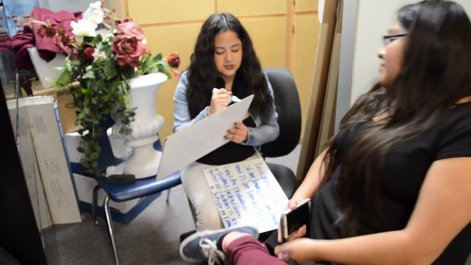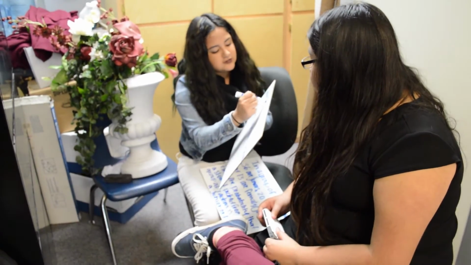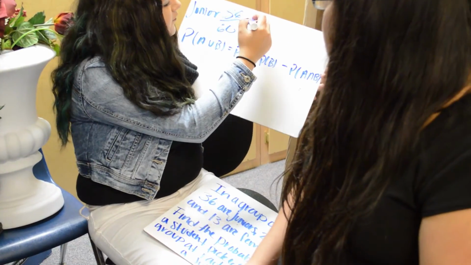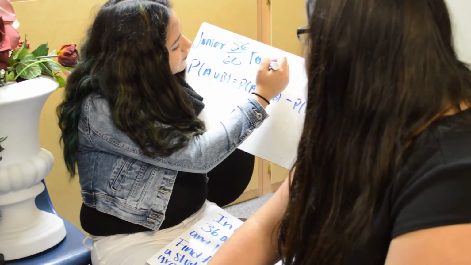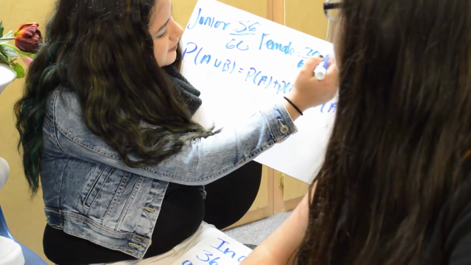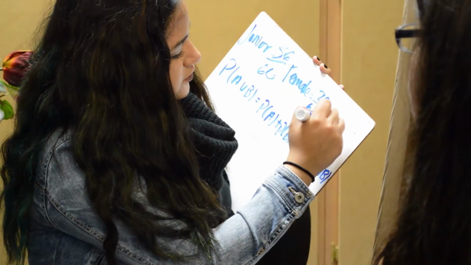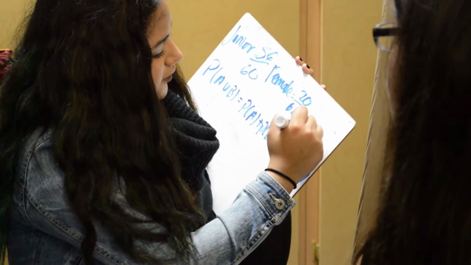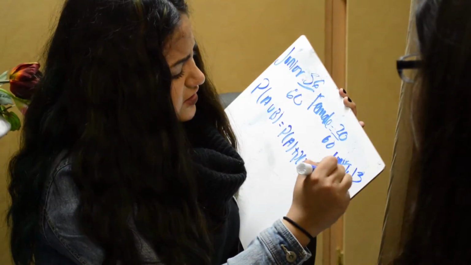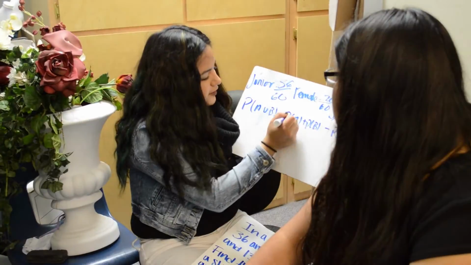So we know that there are 36 juniors, so we're going to put juniors: it's 36 over 60. And we know the female is 20 over 60, and we know that juniors and female are 13 over 60. So you're going to plug this into the equation.